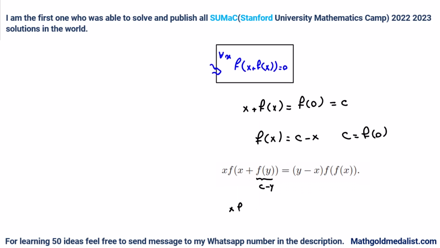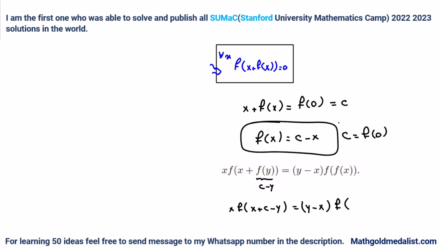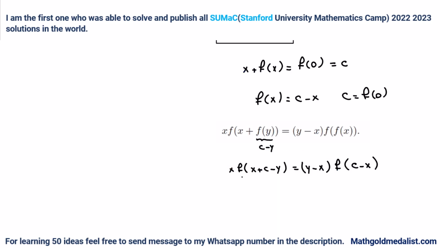So it would be f of x plus c minus y is equal to y minus x times f of x. What is f of x? We said f of x is c minus x. We want to check this. c minus x. Finish. And now f of this one is what?